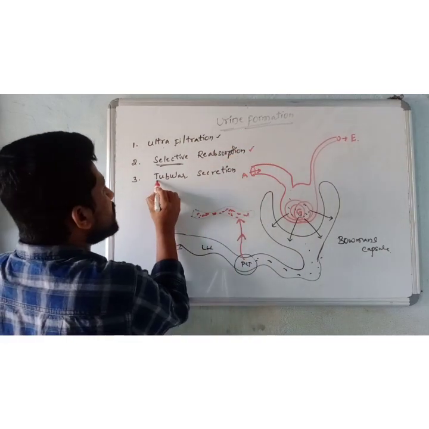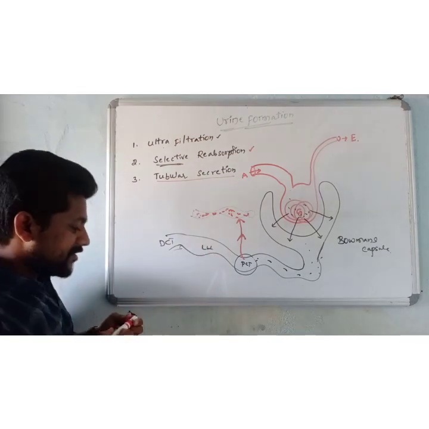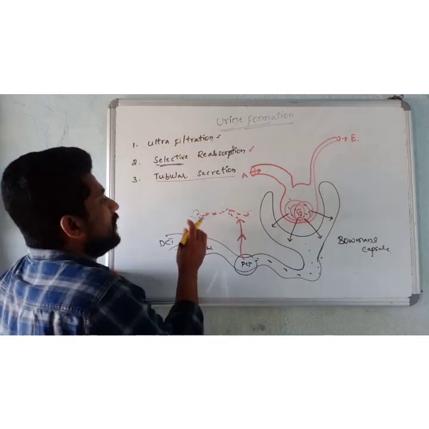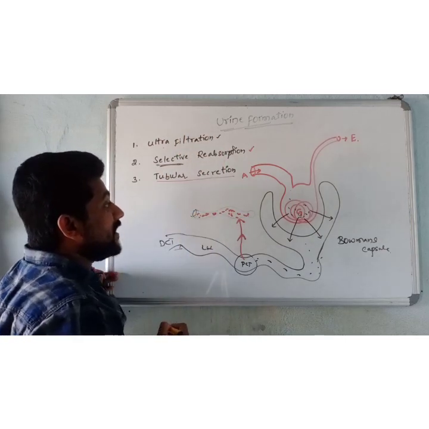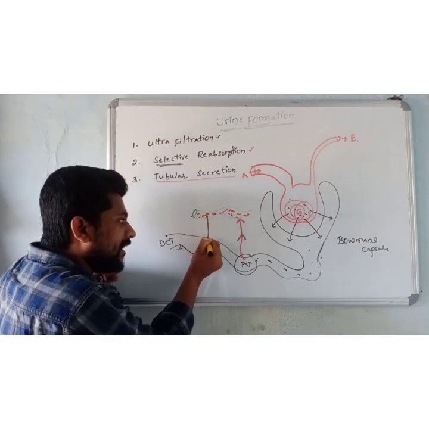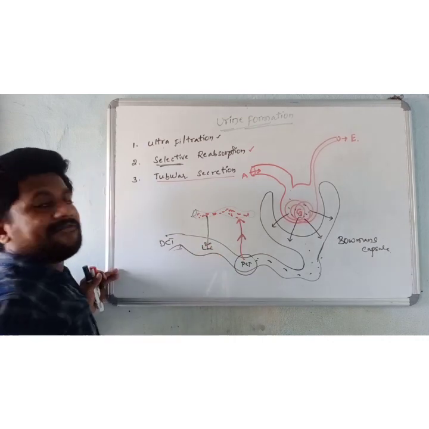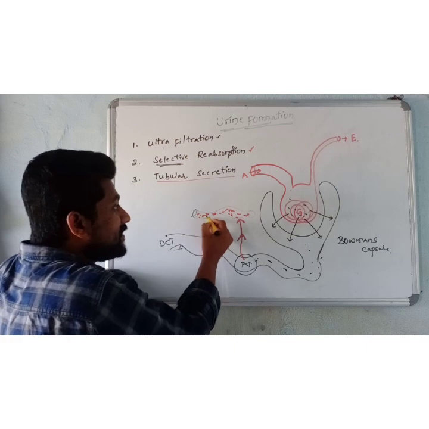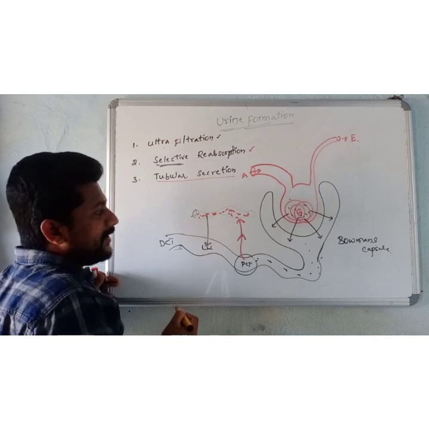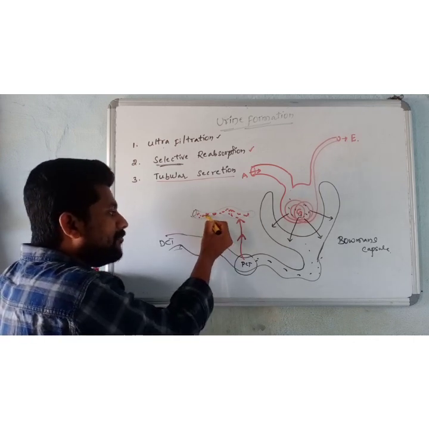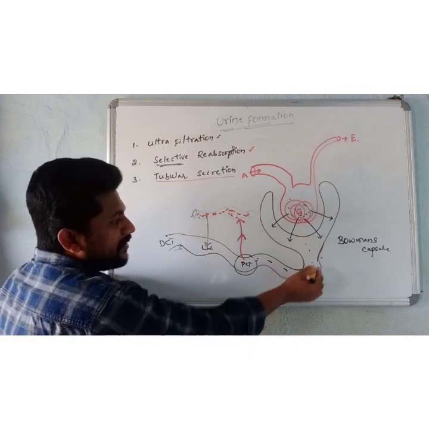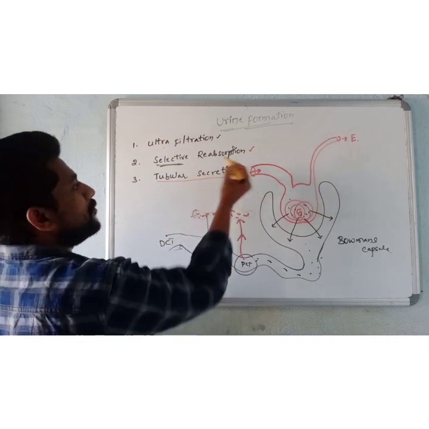And the last one is tubular secretion. Tubular secretion is very important here. Waste materials from our blood directly enter into the lumen of the nephron. These excretory materials enter from the blood into the lumen of the nephron, which does not happen by filtration. So this is the tubular secretion.